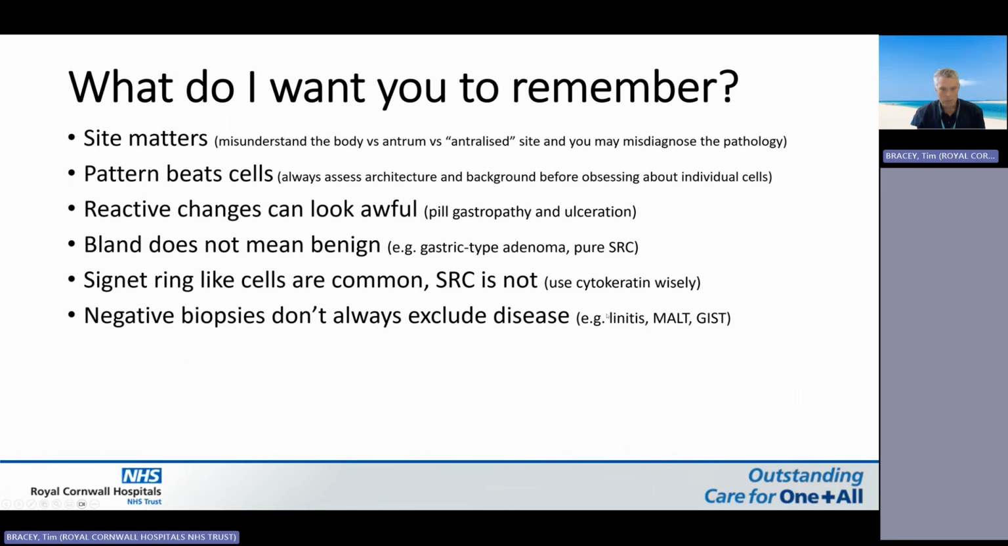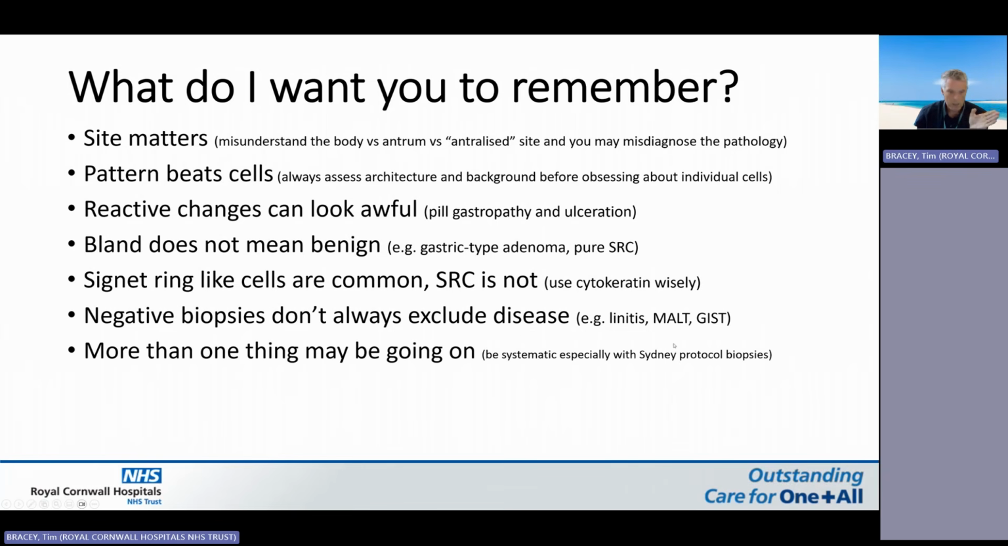Negative biopsies don't always exclude disease. So linitis, sometimes second or third lot of biopsies. People really worry about missing one signet ring cell. The bottom line is no one's going to be able to give treatment or a radical treatment on one or two signet ring cells, so if you miss them, it's not going to matter. The clinician will be chasing it and wants another biopsy. So there's nothing wrong with saying suspicious, for example, or not diagnostic.